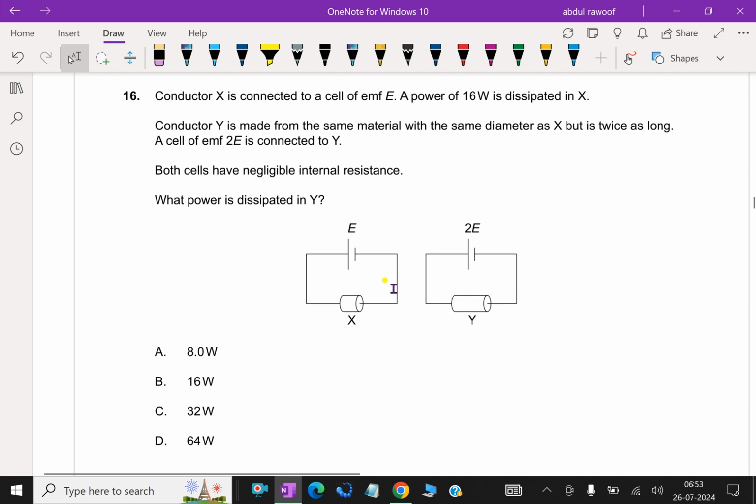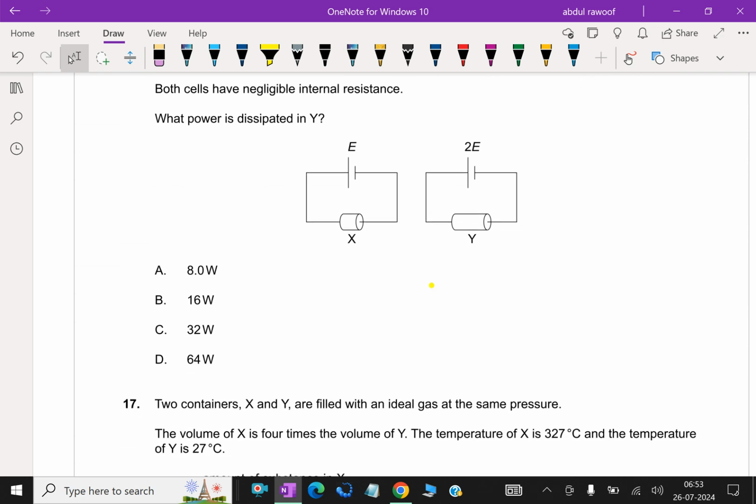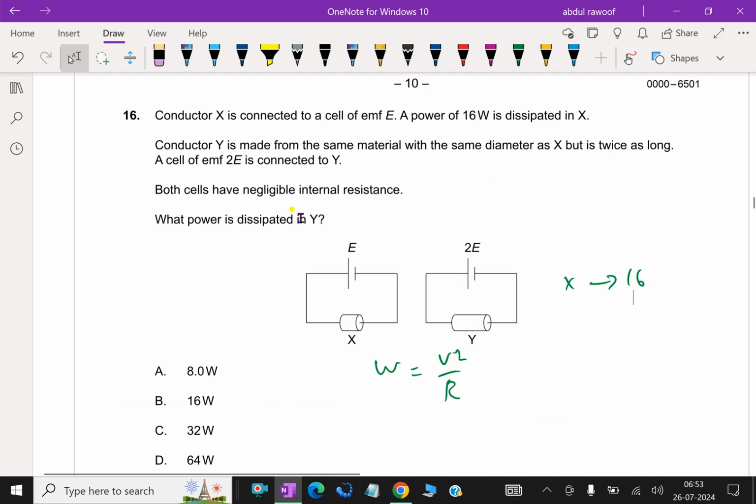So the calculation is like this. Power in watts is V squared by R. For X, 16 watts equals V squared by R. You can put E squared, because the EMF is E, so we can write E squared by X, where the resistance is X.